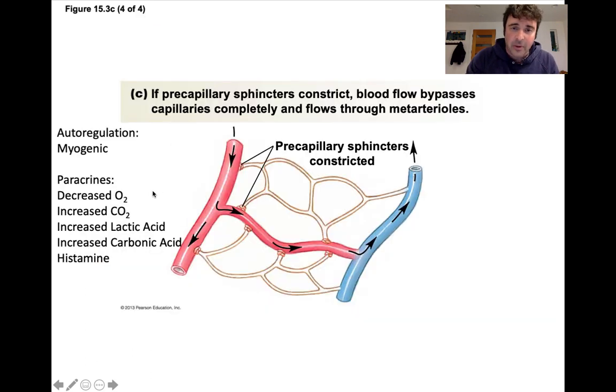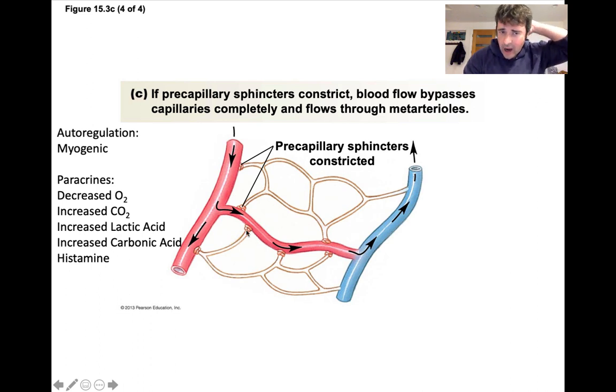Now, another mechanism that can happen is paracrine factors. Remember, paracrine factors are chemical factors released by cells locally that act on other cells locally. So let's say that in this particular area, and I really want you to think about it because I don't have a dynamic image to show this to you, we get a decrease in oxygen and an increase in carbon dioxide. If oxygen levels decrease, it's almost inevitable that carbon dioxide levels will increase, because cells are still carrying out cellular respiration because they need things like ATP, energy. You're going to get an increase in metabolic byproducts like lactic and carbonic acid, right? And we'll talk about histamine at the end.